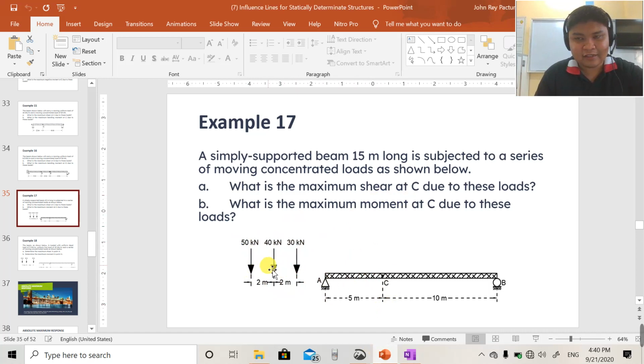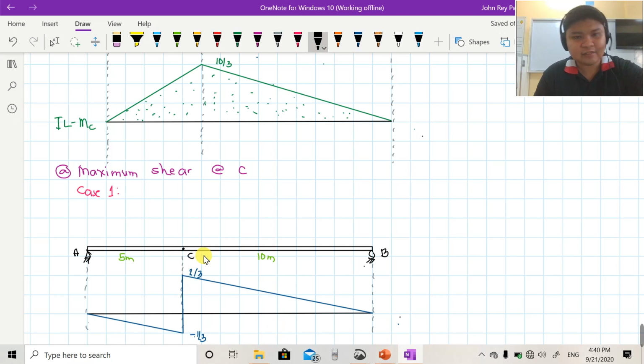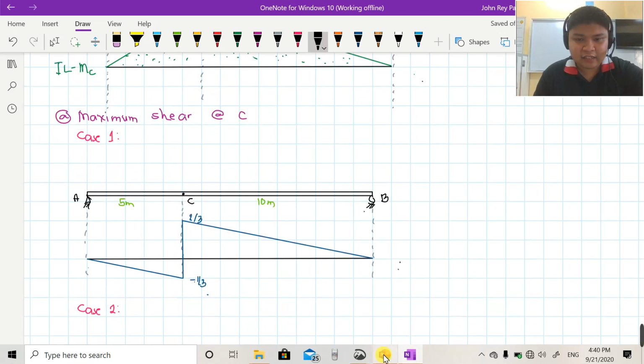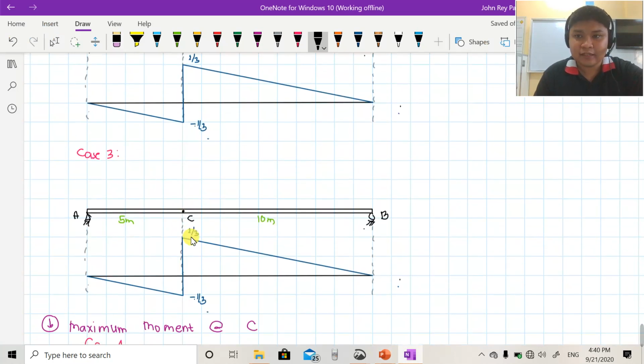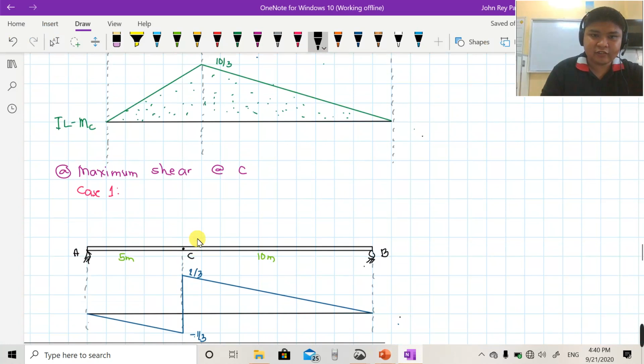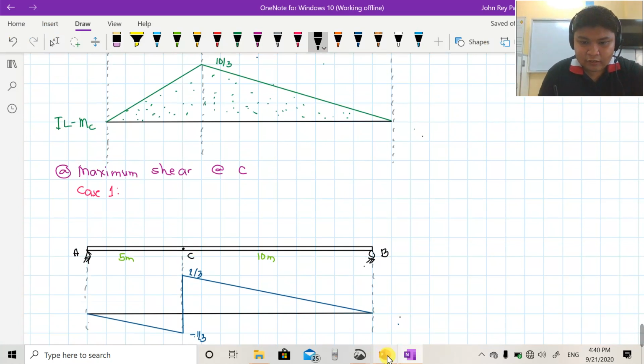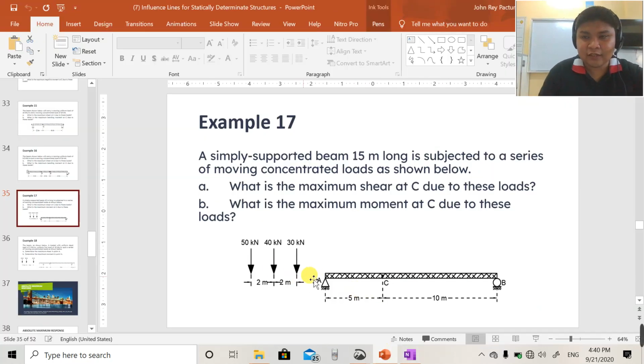So kaya nga, as I said earlier, kapag apat na concentrated load, edi apat na case, kasi nga, syempre yung case 4, yung another concentrated load, ilalagay mo sa C. So to visualize that scenario, basta tandaan nyo, palagi naman na tig-2 meters. So may case 1 ako, may case 2 tayo, and may case 3. So i-emphasize ko na yung case 1. So, ang nauuna kasi, class, yung unang mapupunta sa beam is yung 30 kilonewton. Una siyang papasok sa beam.